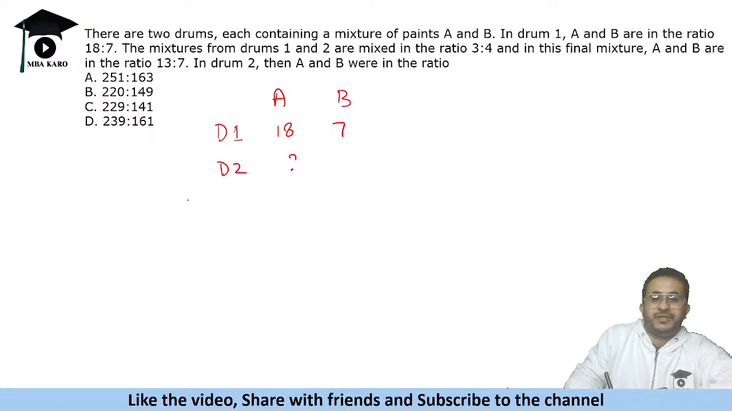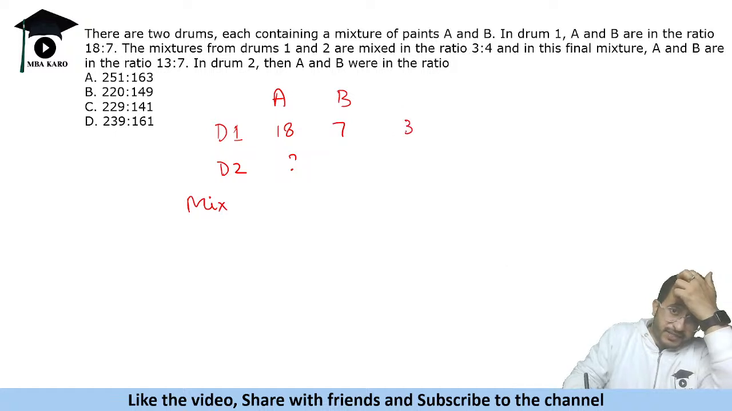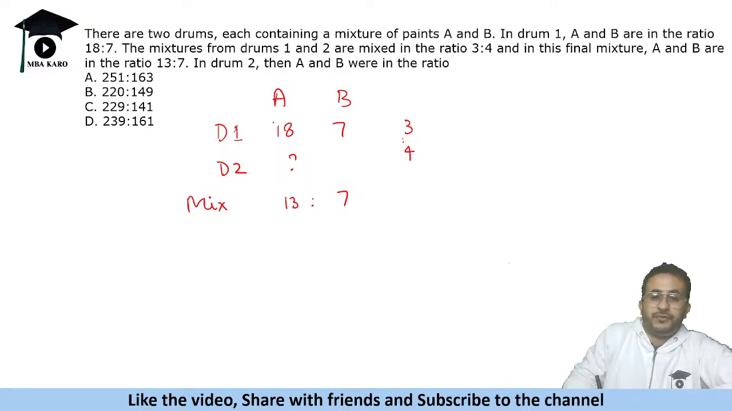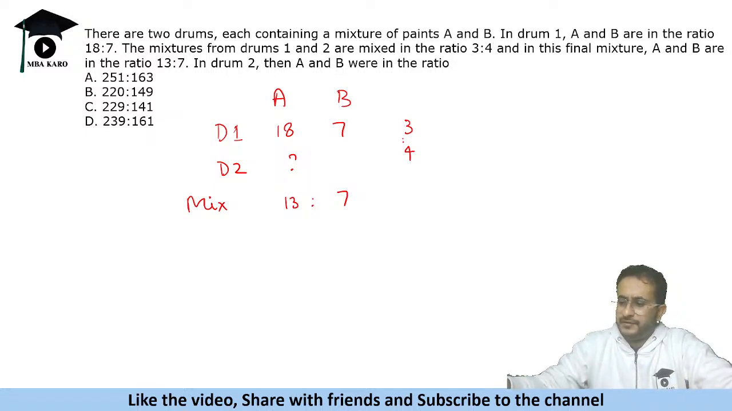And when we mix them, they are mixed in the ratio 3 ratio 4. Okay. And finally, the ratio is 13 ratio 7. Okay. So let us say, what is the fraction of it? Fraction, we will go with any one of the liquids, right? We will not go with both the liquids. We will go with any one of the liquids.